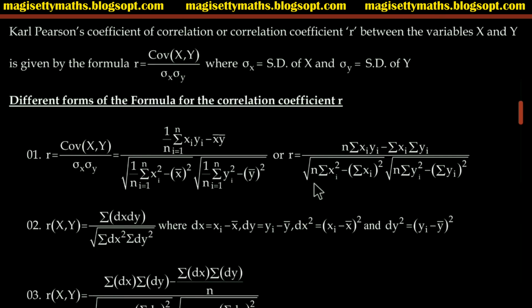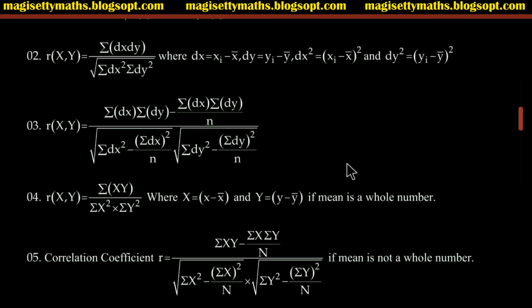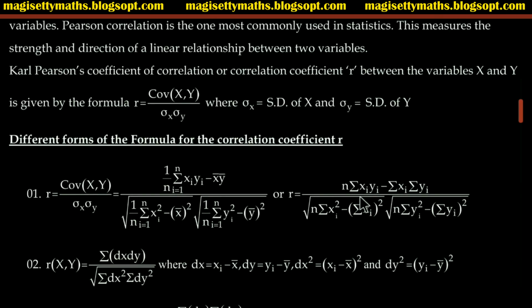We have different formulae. In general, we use this formula: n into summation xi yi minus summation xi into summation yi, divided by square root of n into summation xi square minus (summation xi) whole square, into square root of n into summation yi square minus (summation yi) whole square. Widely we use this formula only. We have different forms, but we use the first one.